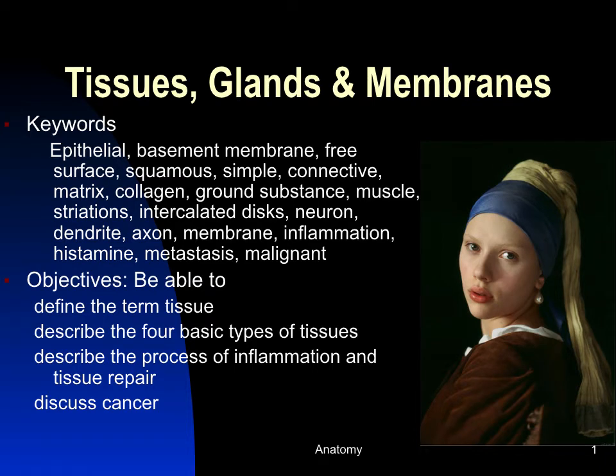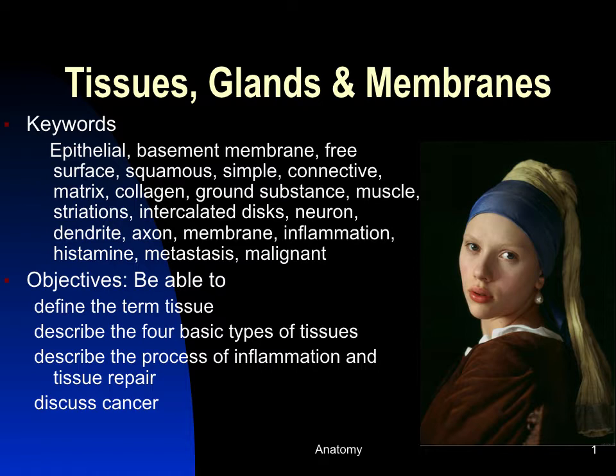Okay, we're going to the tissue level of organization. And in this brief lecture, we'll talk about tissues, glands, and membranes. You should be able to define the term tissue, talk about the four basic types of tissue, what they're like, and where you'd find them, describe the process of inflammation and tissue repair, and then have a little bit to say about cancer.